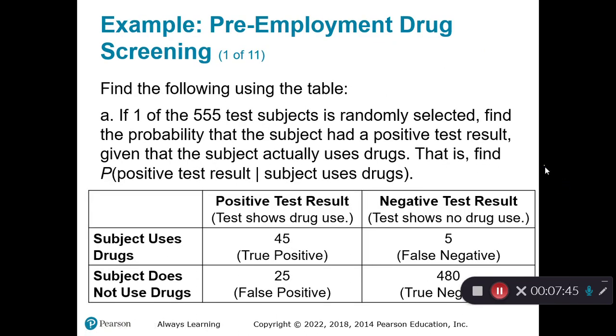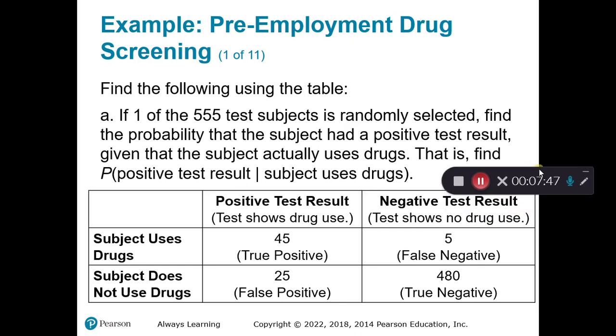Let's look at this example. Using the following table, and by the way, let's look at the table first before we pose the problem. So we have what's called a two-way table. Each row here has subjects who are known to use drugs in the first row, subjects that do not use drugs in the second row. So this is based on fact. Subjects that do use drugs versus subjects that do not use drugs.